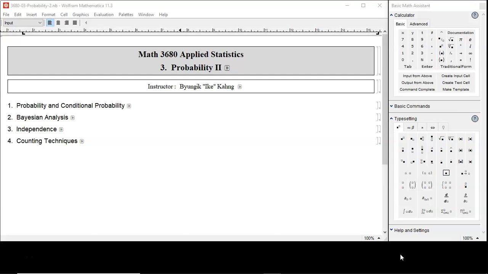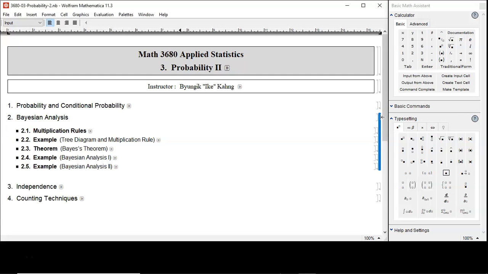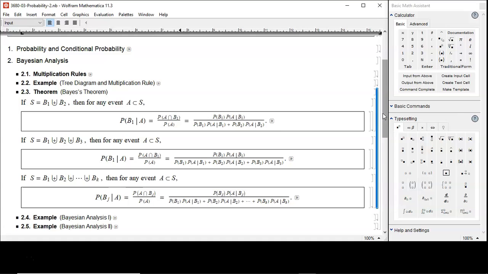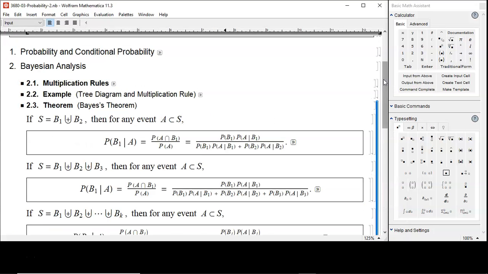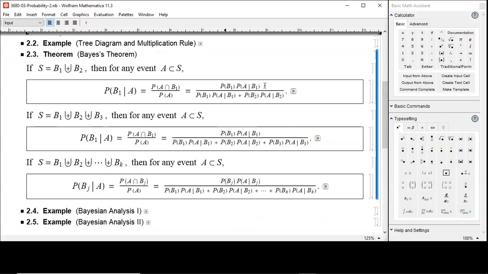Hello students, welcome back. Now let's begin something called Bayesian analysis, at least the simplest and the most elementary version of it. It's based upon conditional probability computation like this. Let me expand the font a little bit. There are too many fractions here.